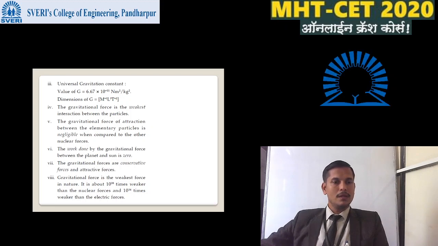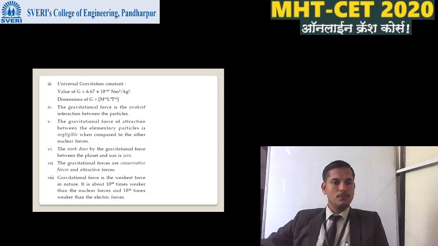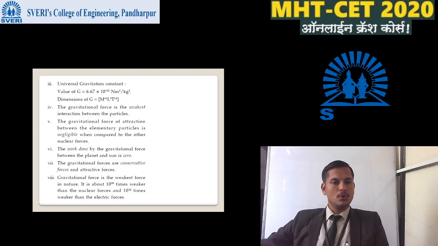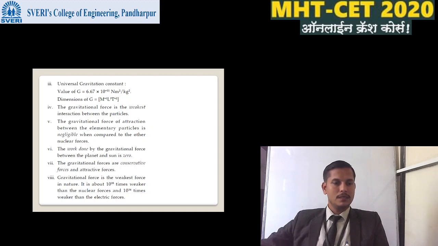The work done by the gravitational force between the planet and sun is zero. The gravitational forces are conservative forces and attractive forces. Gravitational force is the weakest force in nature. It is about 10 to the power 38 times weaker than the nuclear force and 10 to the power 36 times weaker than the electric forces.